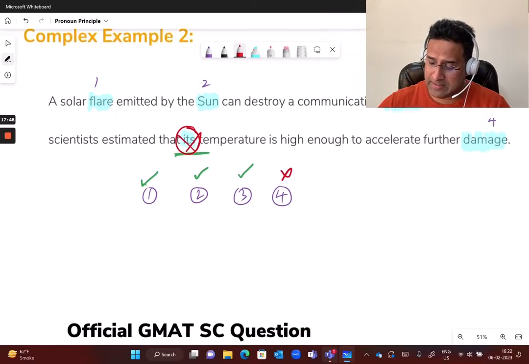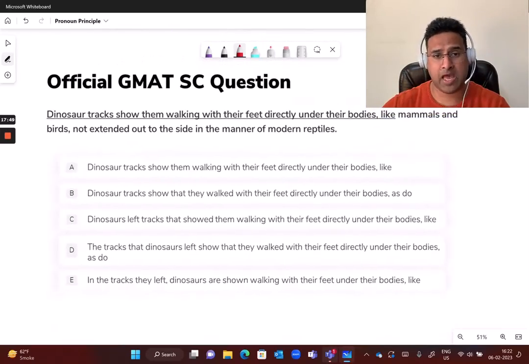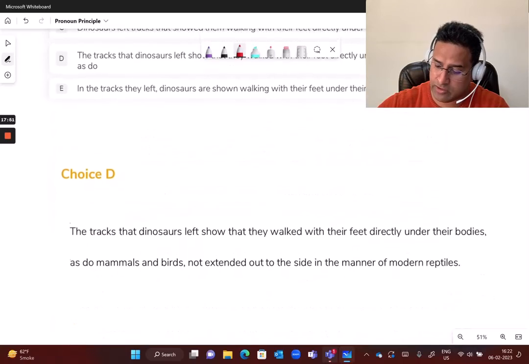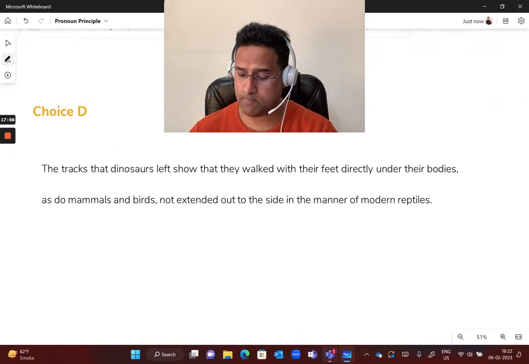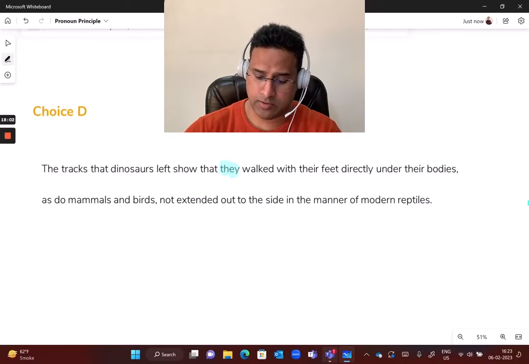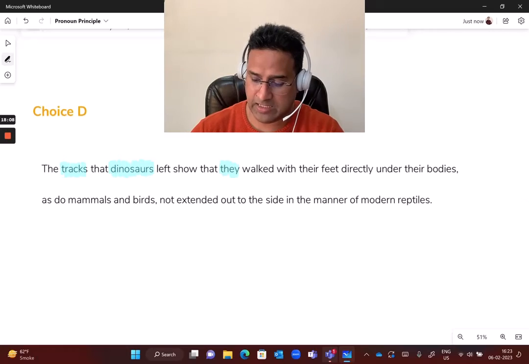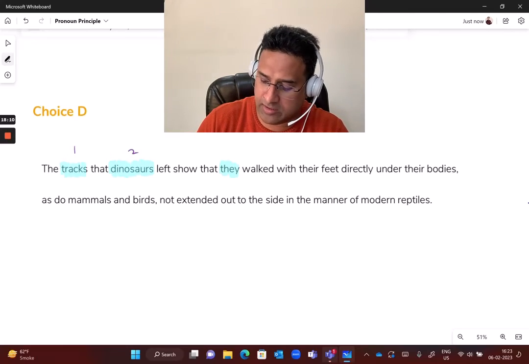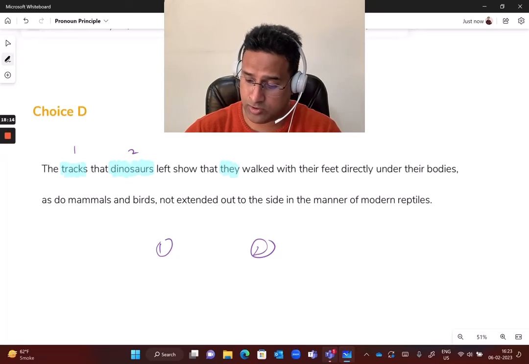So there you have it, guys. Now we can come back to this official question, and let's dive straight away into choice D and apply the framework that we have just learned. Okay, so let's do that again. Let's first find the pronoun. As you already know, the pronoun is they, and the 2 potential antecedents are tracks and dinosaurs. So that leaves us with 2 cases, 1 and 2, which we are now going to evaluate logically.